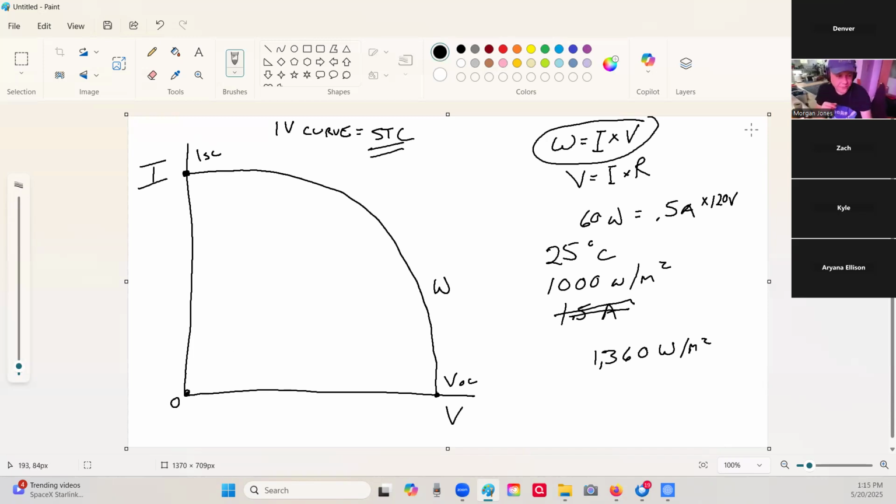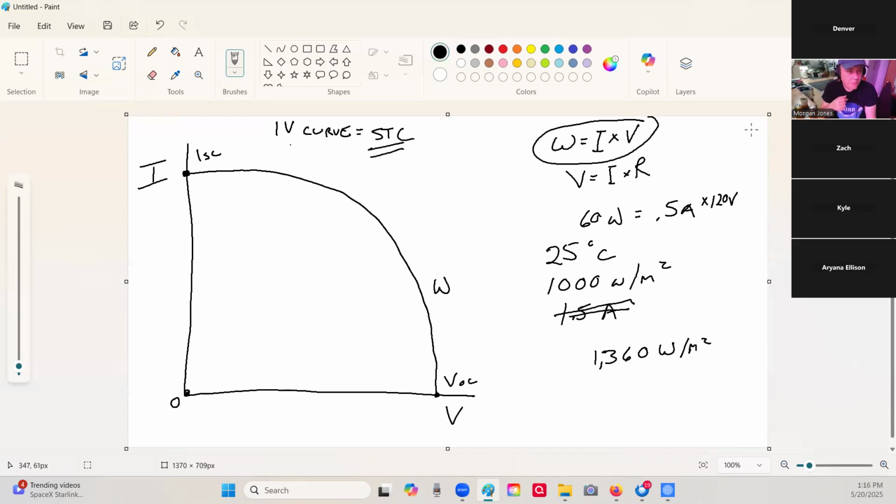So if the panel is operating at ISC, you're producing 0 watts. And if the panel is operating at VOC, you're producing 0 watts. So under both of these scenarios, you're not producing any power. So that's bad, right? You don't want to be operating at those extremes because you're not generating any power. So why do we even care?